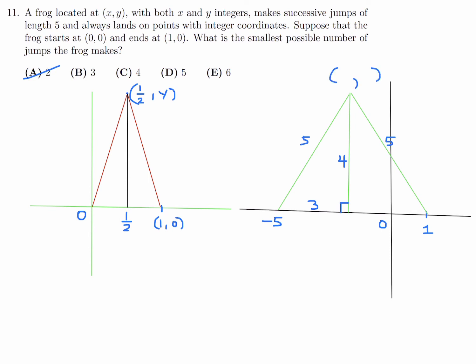That means we have an integer coordinate for this top point. From here to here is 3, so this has got to be minus 2, and then 4. So there we go. The frog starts here. This is my first jump, second jump, third jump. So in 3 jumps he'll be able to do it and always land on integer coordinates. So for number 11, the answer is B.